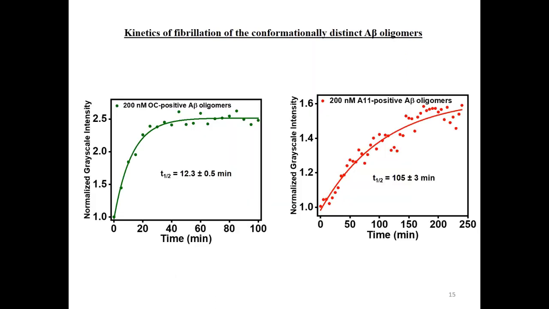After establishing that the oligomers interact with the lipid monolayer and mature into amyloid fibrils, we aimed to see the kinetics of the fibrillation. We measured the grayscale intensity of the polarized optical micrographs captured every 5 minutes and fitted the data to a single exponential equation which gave us the T-half values. The OC positive A-beta oligomers exhibit a 9 times faster fibrillation rate in comparison to A11 positive A-beta oligomers.